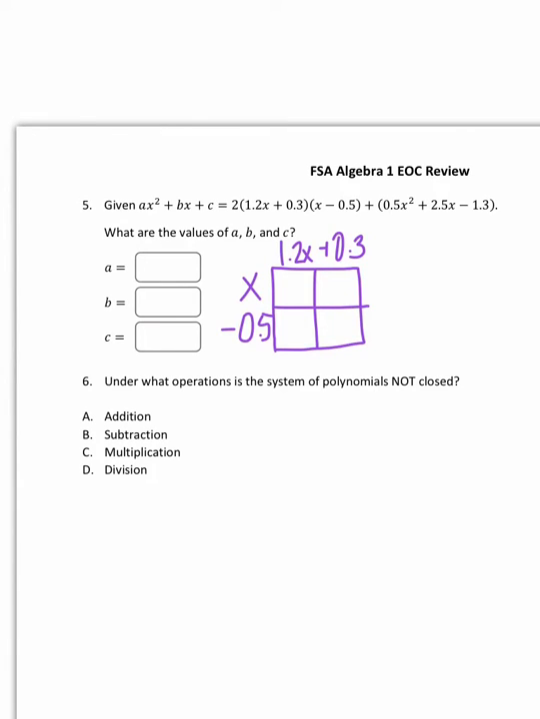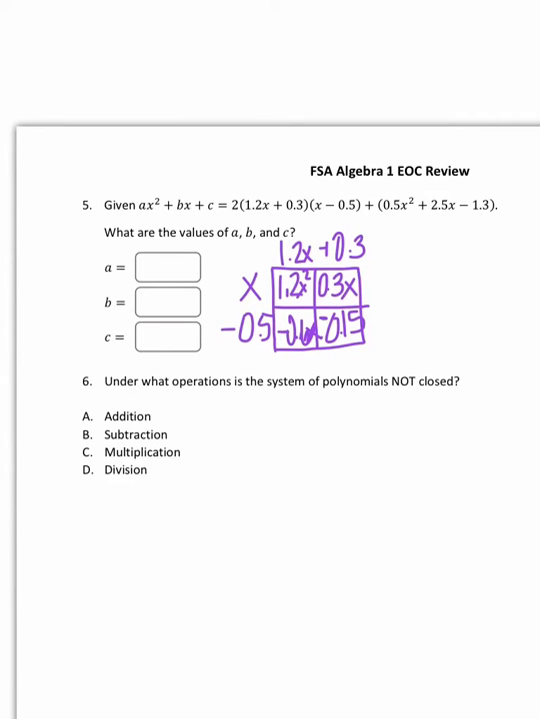Okay, we're going to start off with number 5 with the box method. I already went ahead and drew the box for you. And then we're going to do the multiplication. So I get 1.2x squared, 0.3x, negative 0.15, and negative 0.6x. Oops, there's my x. Okay, so then we go ahead and line it up underneath this last half because we're adding the 2. Oh, wait, we have to multiply by 2.